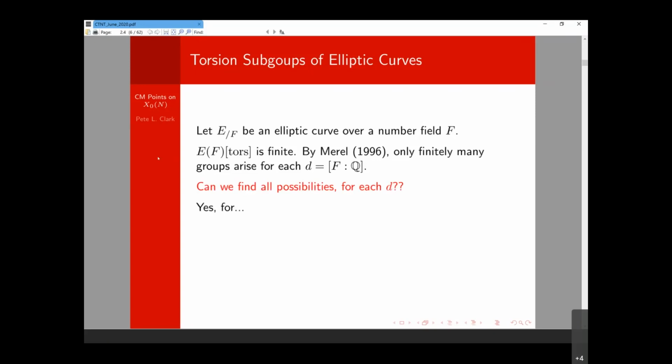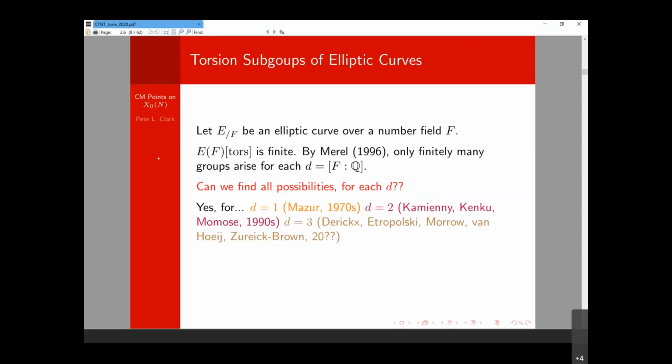Well, yes, if D is equal to 1, so this was the beginning of this sort of modern story. In other words, Mazur in the 70s classified all possible torsion subgroups of elliptic curves over the rational numbers. There are 15 possibilities. Then for D equals 2, in other words, as we vary over all elliptic curves over any and all quadratic number fields, then the torsion was classified by Kamienny, Kenku, and Momose in the 80s and 90s. And then already for D equals 3, in other words, as we vary over all cubic number fields, this is very difficult. So the answer was announced in 2016 by these people.